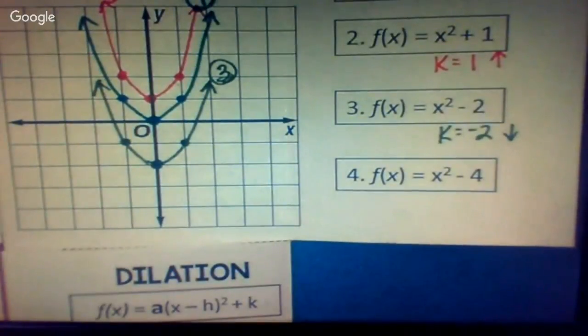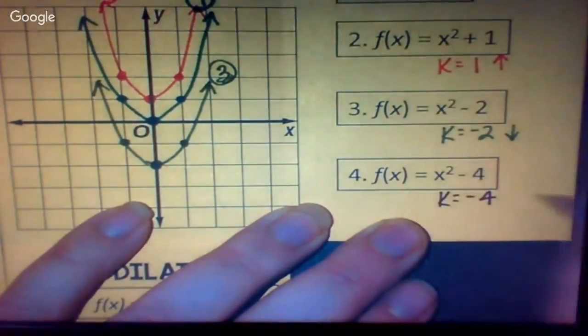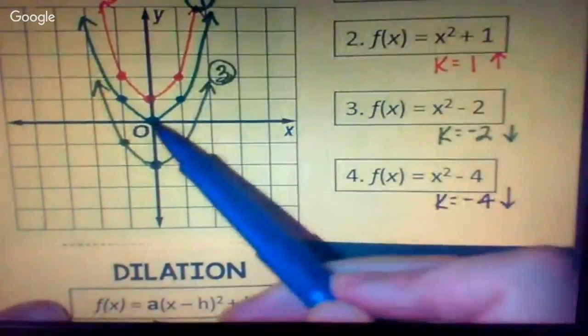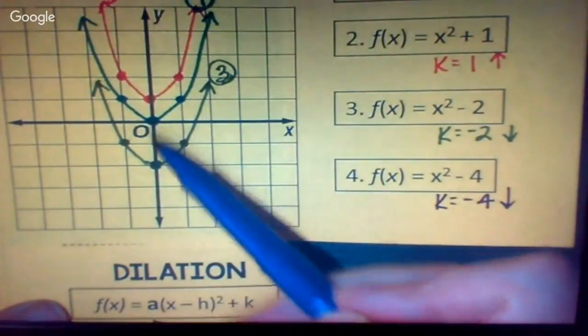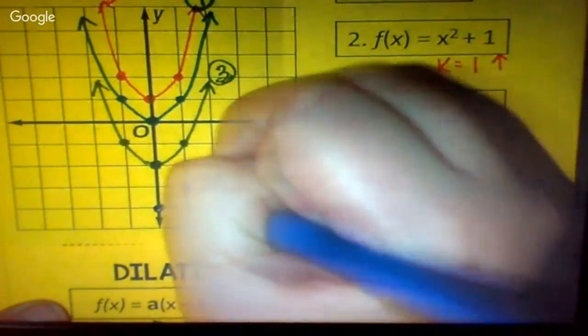Number 4, x squared minus 4. What's my K value? Negative 4, which means we're moving down. Okay. Again, from the original graph, from the origin, 1, 2, 3, 4. So this final graph is here.